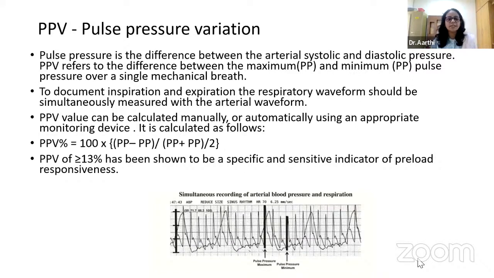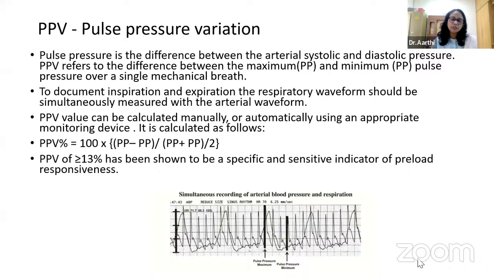what is called pulse pressure variation. So pulse pressure is the difference between the arterial systolic and diastolic pressure, and that's the definition of the pulse pressure. So pulse pressure variation refers to the difference between the maximum pulse pressure and the minimum pulse pressure over a single mechanical breath. So this pulse pressure variation is analyzed with respect to patients on positive pressure ventilation.